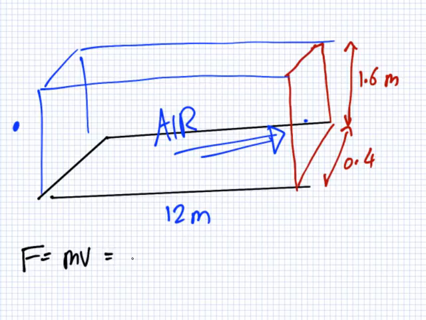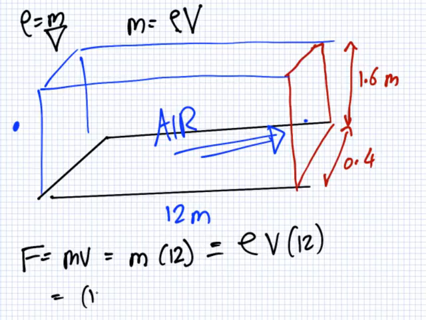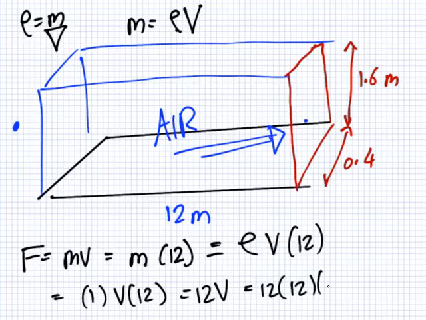Do we know the m? No. But we do know the v. What's the v? 12. We know the density. Now we can find the mass because we have this formula: density equals mass over volume. So what does mass equal? Density times volume. And I told you the density. What did I say the density was? 1. So this will be equal to 1 times v, which will equal 12v. What's the volume of this shape? 12 by 0.4 by 1.6.